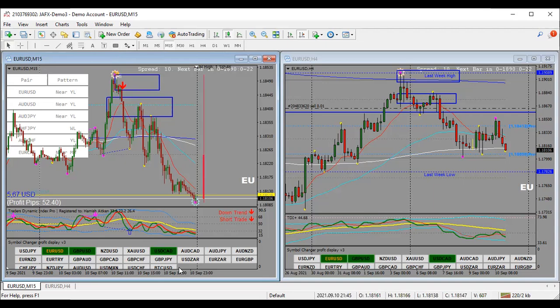Then this was the retest. Look at the retest now. Price retested the breaker and it moved away. So this is a perfect setup that happened on Friday. Does that make sense?